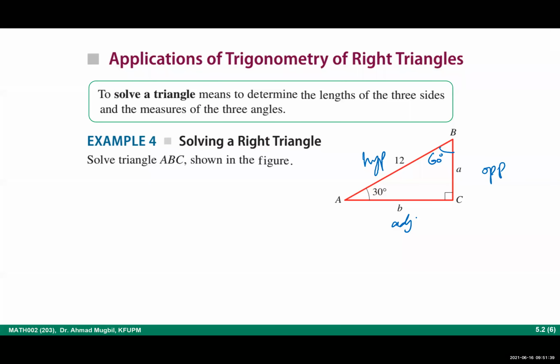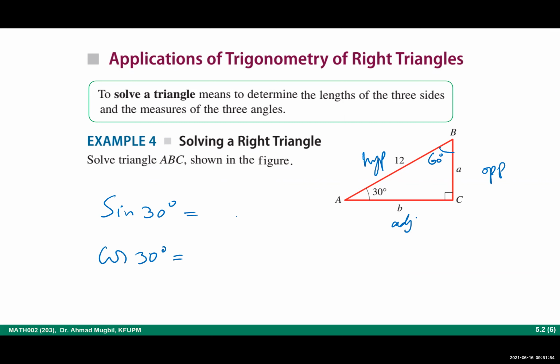Can we use cosine? You can use cosine, you can use sine, you can use tan, whatever, but it is important for you to realize how to use it. Now, what is sine 30, Shabab? And what is cosine 30? Sine 30 equals the opposite, A, over the hypotenuse. So it is A over 12.